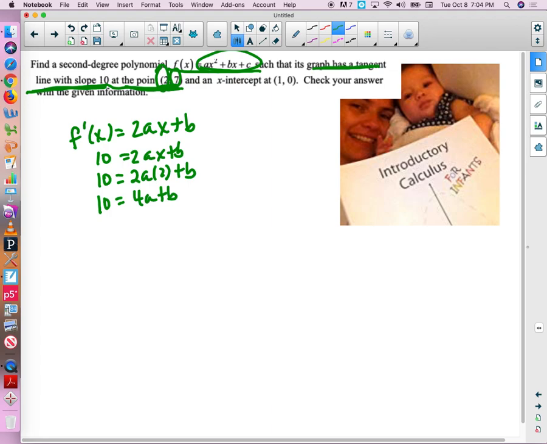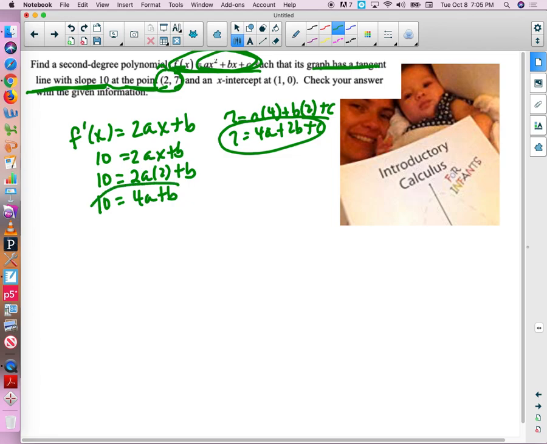Now that I'm at that, you need to always react this way. If you're given a point, you can always also fill it into the original. Okay? So if f of x or y equals ax squared plus bx plus c, I filled in 2, and my y value is 7. So now I have 7 equals 4a plus 2b plus c. So now I have two equations.